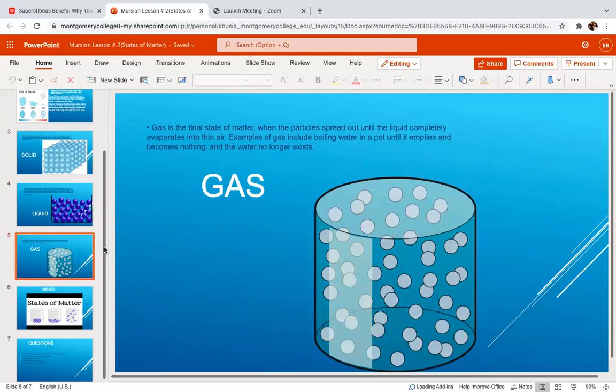Okay, that's good. Now for the third stage, which is gas, the third state of matter. What happens when a liquid becomes a gas? The particles spread out completely, and then the liquid evaporates into thin air. Examples of gas include boiling water in a pot until it empties and becomes nothing, and the water no longer exists. And you see in this picture, the particles are very much spread out all over the place.